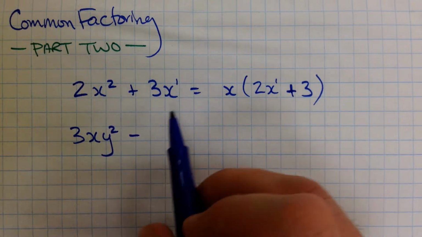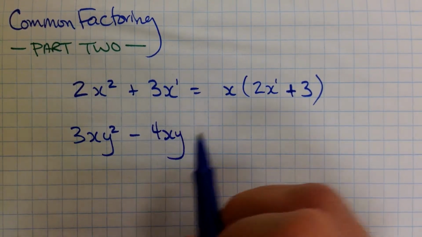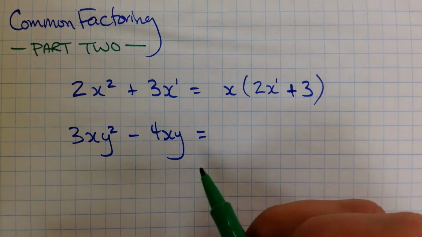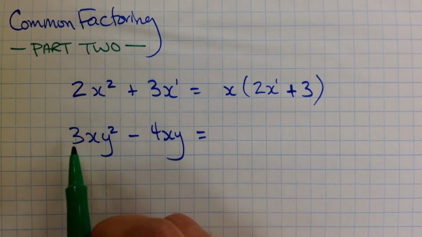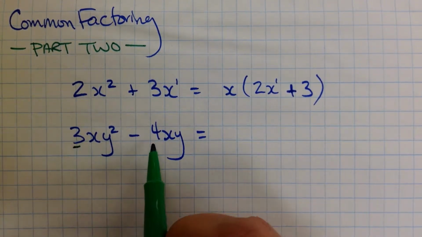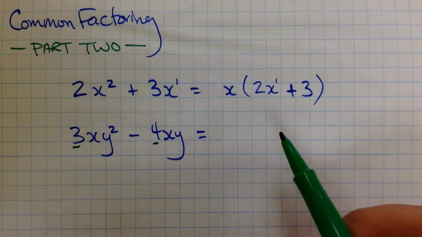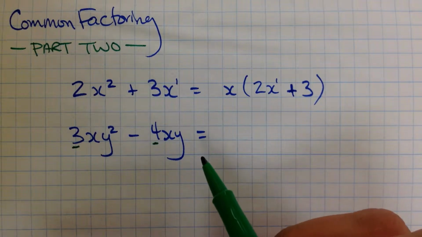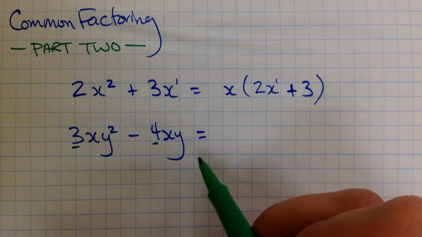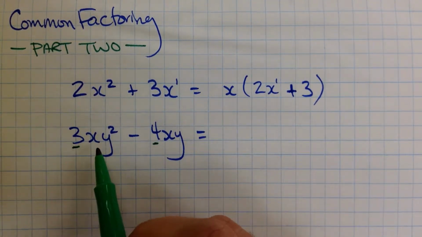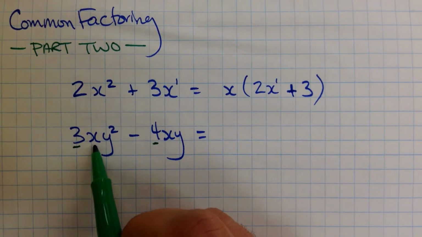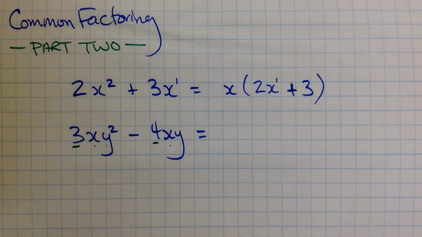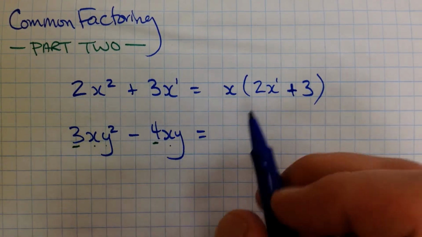3xy squared minus 4xy. Now in this case, we have two different variables in use in these two terms. Now you see the numbers once again, 3 and 4, those don't have any factors in common. So 3 is prime and 4 is 2 times 2. So there's no value that we can take out by itself, but we do have some variables here. I've got x here and here in both terms. I've also got some y's, a different number in each one. So let's take out the x first.